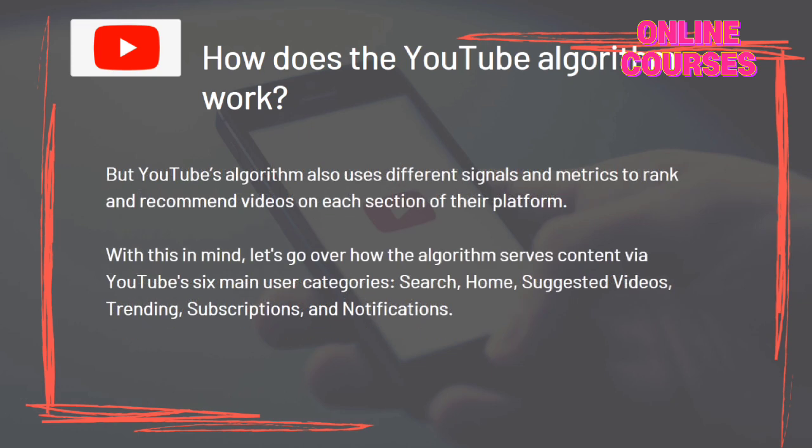But YouTube's algorithm also uses different signals and metrics to rank and recommend videos on each section of their platform. With this in mind, let's go over how the algorithm serves content via YouTube's 6 main user categories: search, home, suggested videos, trending, subscriptions, and notifications.